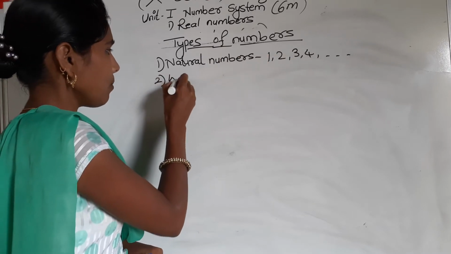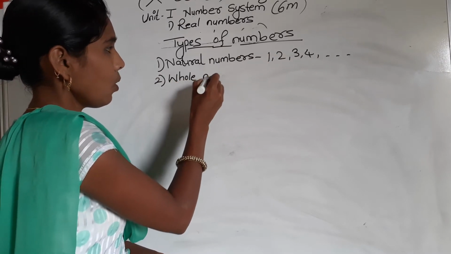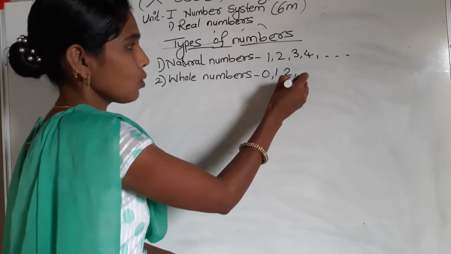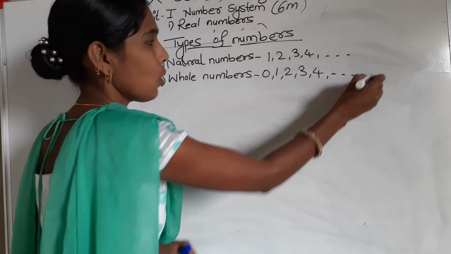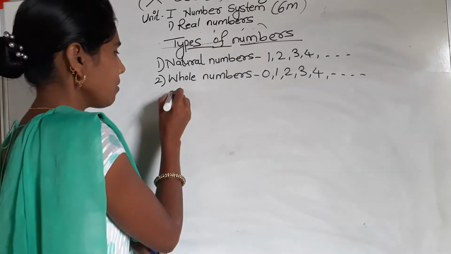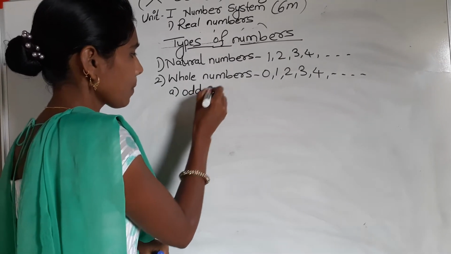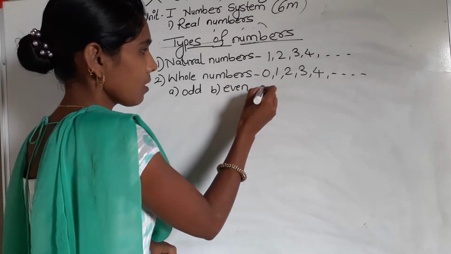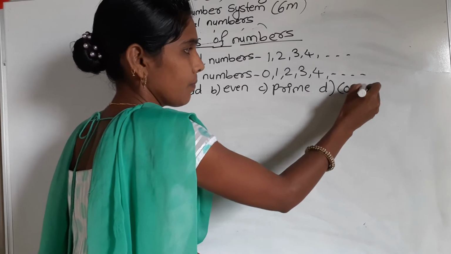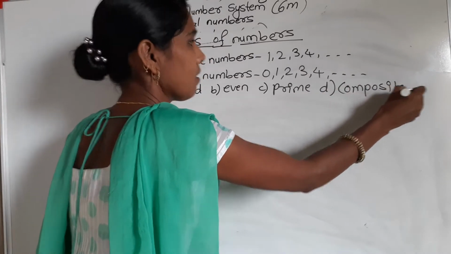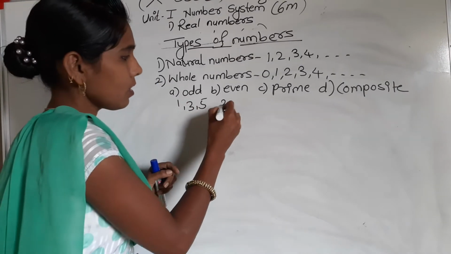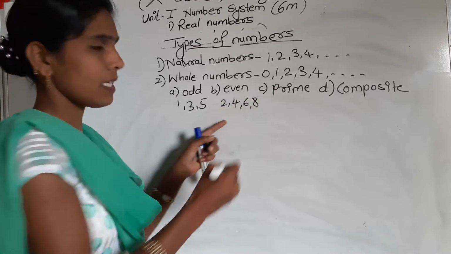Next, whole numbers. Whole numbers start from 0, 1, 2, 3, 4 and so on. In whole numbers, again we divide the numbers as odd, even, prime and composite. You know odd numbers: 1, 3, 5, these are odd numbers. 2, 4, 6, 8, these are even numbers.